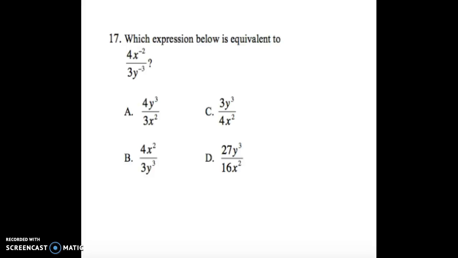Number 17. When you're doing these, remember it's 4 times, 3 times. So the only negative exponents that change are the variables. The numbers stay the same. So you can get rid of C, you can get rid of D, and you know it's either A or B. So the answer is A because the Y moved up and the X moved down.